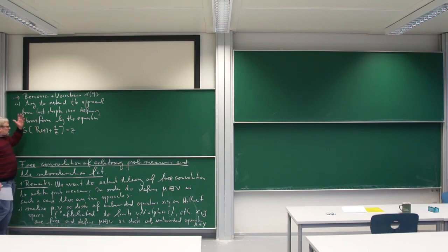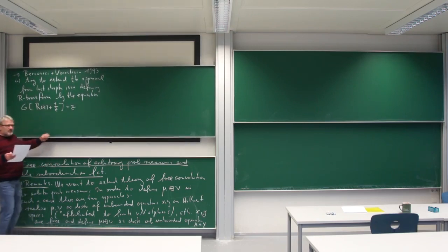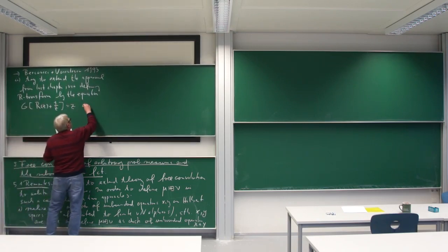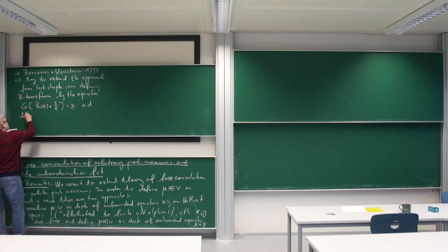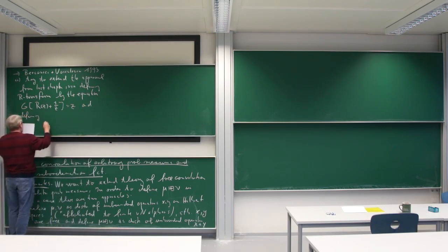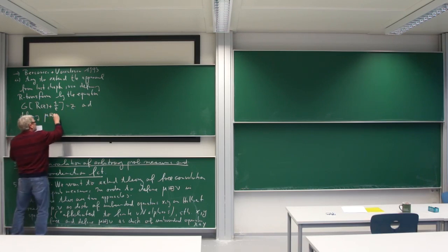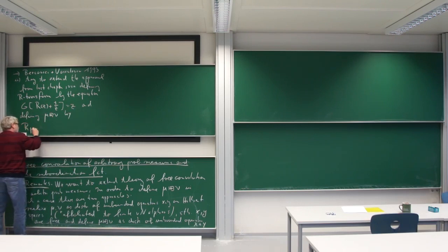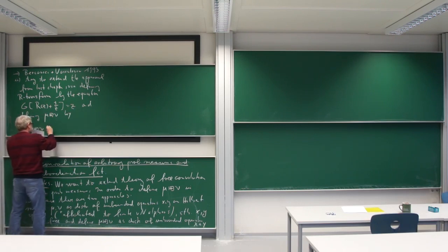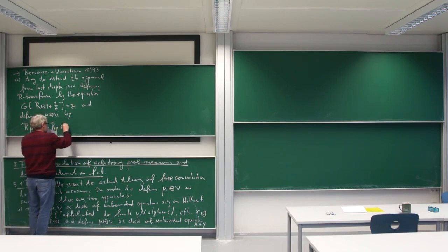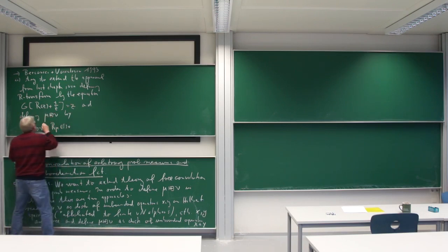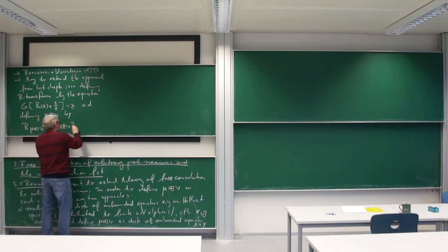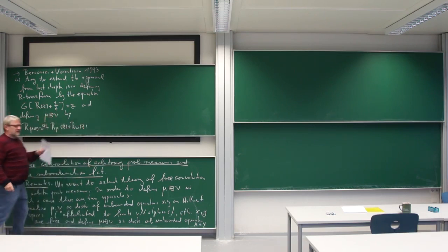So we hope to use this equation for defining the R transform, and then we define the free convolution by defining the free convolution of two measures, requiring that the R transform of the free convolution is given by the R transform of the first measure plus the R transform of the second measure.